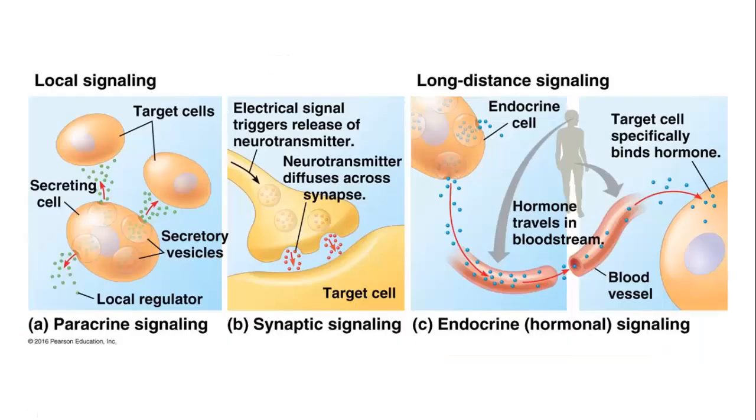All right, so these are different types of signals. Here's the figure from your book showing the different types. Okay, and that's it for cells and cell signaling.